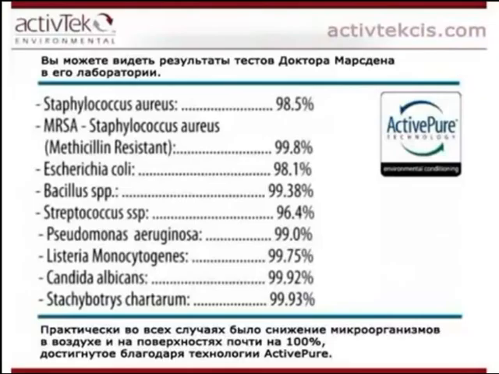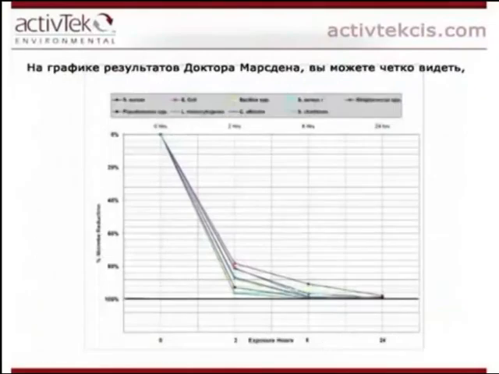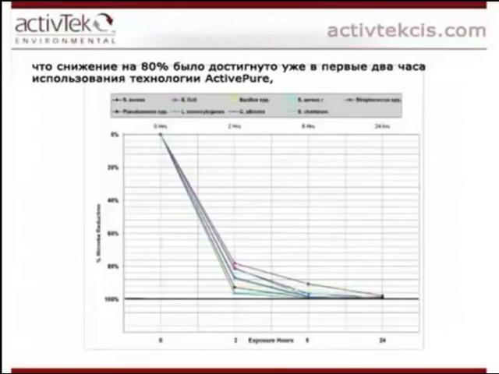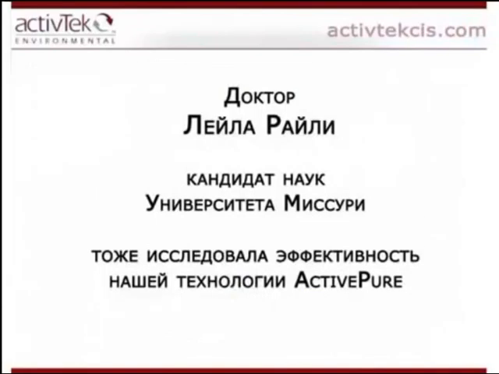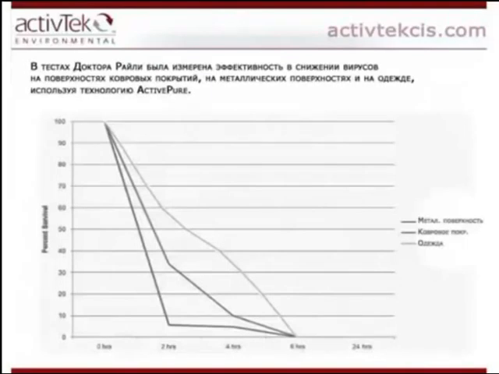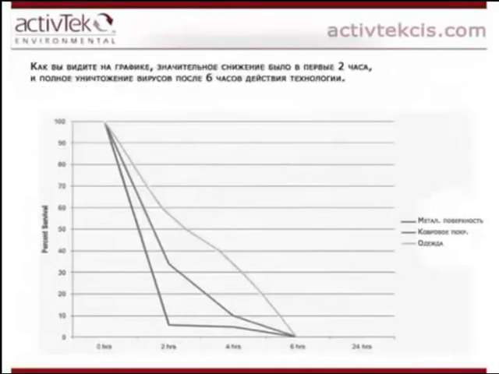In this graph of Dr. Marsden's results, you can clearly see that within the first 2 hours of exposure to the Activ technology, an 80% reduction was achieved, and virtually 100% reduction was achieved within 24 hours. Another study performed by Dr. Leah Riley at the University of Missouri measured the effects of our Activ technology. In Dr. Riley's test, it was measured the efficacy in reducing the norovirus on stainless steel, carpet, and cloth surfaces using the Activ technology. As you can see in this graph, significant reduction in the first 2 hours and virtually zero survival of the norovirus after 6 hours.